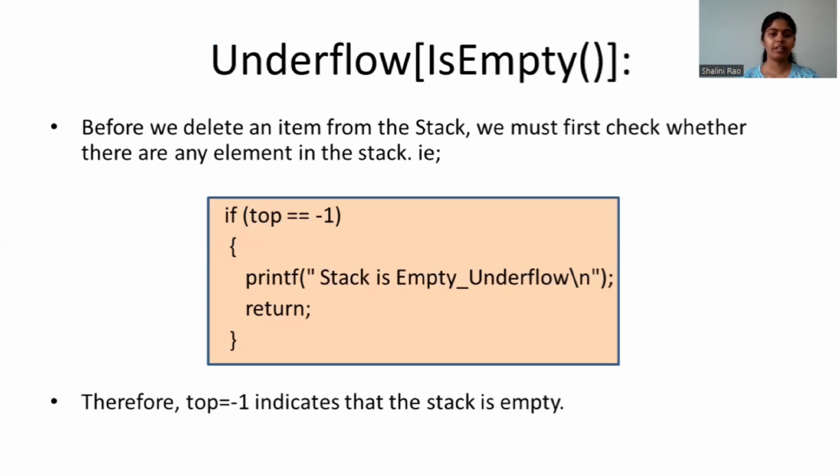Next, we have underflow. Before we delete an item from the stack, first we have to check whether the element is present in the stack or not, if that is empty or not. If the stack is empty, there is nothing to delete. So we use an if statement, that is top is equals to -1. If the top value is -1, we say that the stack is empty. Therefore, top is equals to -1 indicates that the stack is empty.